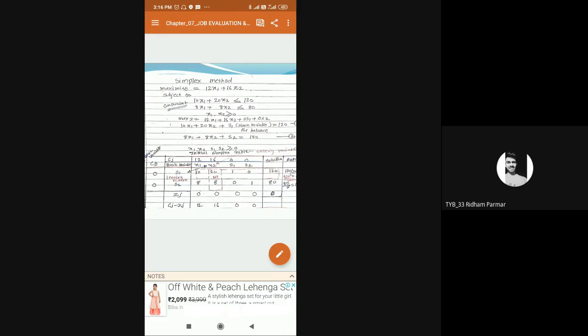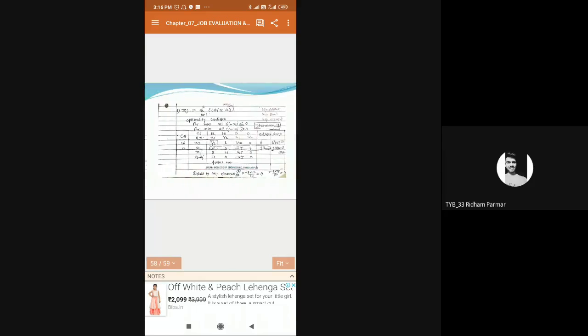Original value 8 minus corresponding row value, that is also 8, corresponding column value 20, correct? So 8 into 20 divided by key element 20, the answer is 0. So you can write here 0. Here it should be 0. So here 4, 0.